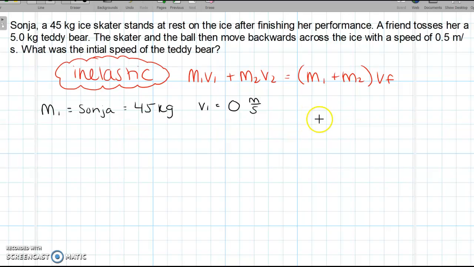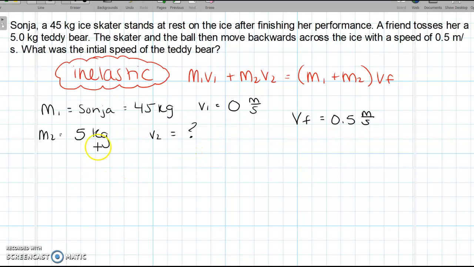Okay. And a friend tosses her a teddy bear. So M2 is going to be the teddy bear, which is going to be 5 kilograms. And we are not sure what the initial velocity of the teddy bear was. That's what we need to solve for. And we can solve for it because we were given the final velocity of the teddy bear and Sonia together. And that was 0.5 meters per second. So we need to solve for what was this initial velocity that was throwing the teddy bear here.